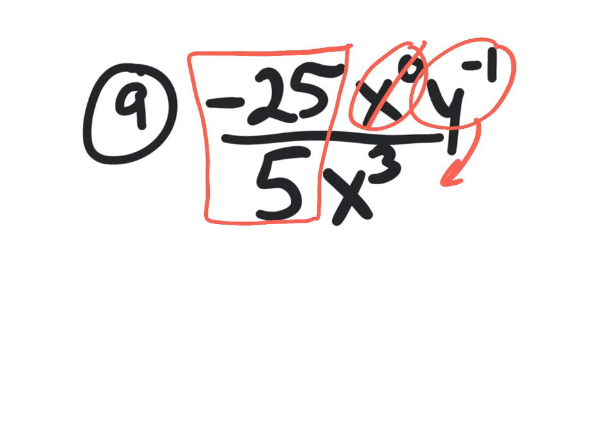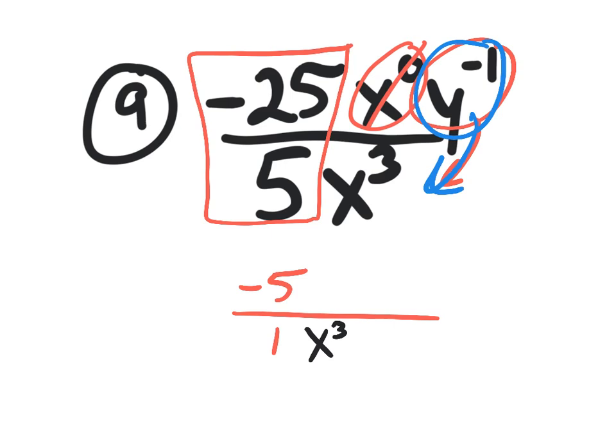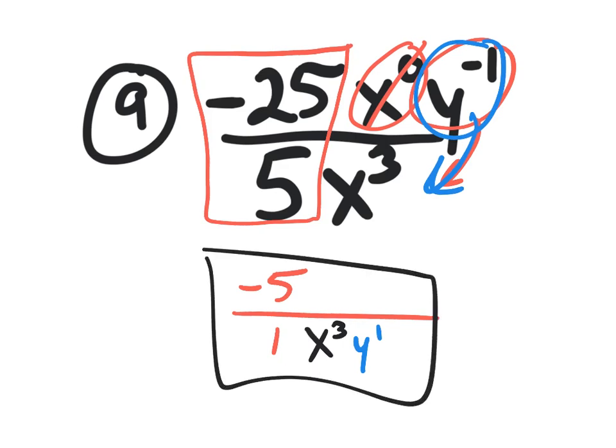So that's what I'm going to start my answer with down here. I'm going to put a negative 5. I could put over 1 if I want. The x to the 3rd on the bottom did not move, so I'm going to leave it down there. There is no more x's up on top. And that y to the negative 1, when I move it down, it becomes y to the positive 1. And after that, there's really nothing else to do. That's your answer.